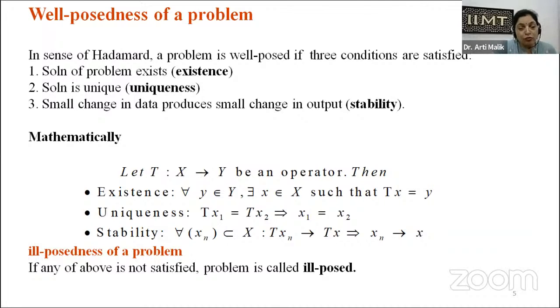Mathematically, we can show what we discussed in the previous example. Let T: X → Y be an operator, then for all y belonging to Y there exists x belonging to X such that Tx = y. It means a solution exists. This is the existence property. Uniqueness: if Tx1 = Tx2, that will be possible when x1 = x2. This is the uniqueness property. Stability: for all xn in a subset of X, Txn = Tx implies xn tends to x. Ill-posedness of a problem: if any of the above is not satisfied, then the problem is ill-posed.